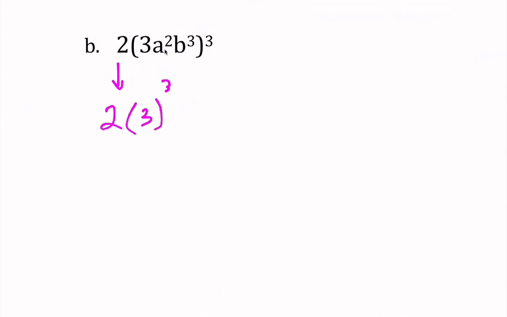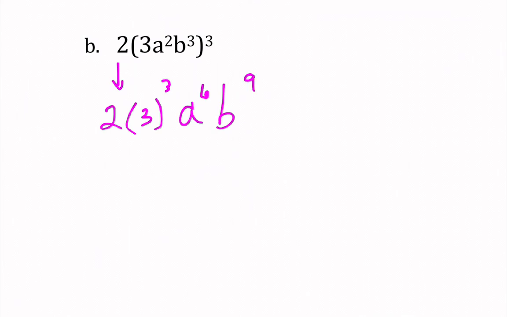So now I need to give this exponent to the a. Notice a already has an exponent of a 2, and it's being raised to the power of 3. So remember we multiply. 2 times 3 is 6. Now we have to give it to b. b already has an exponent of 3, and it's being raised to the power of 3. Remember we multiply. 3 times 3 is 9.